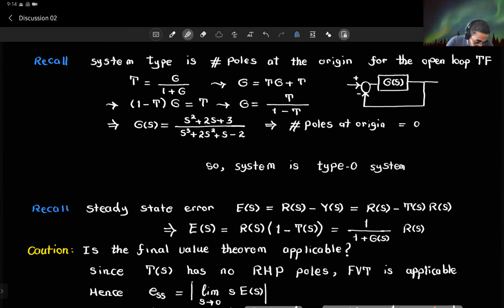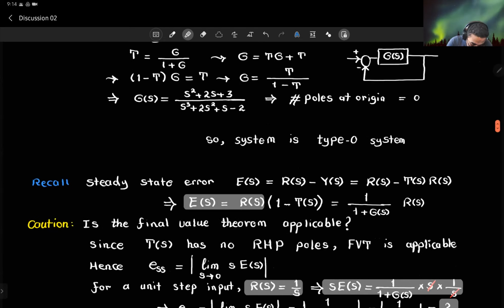Okay, so now that we've calculated the system type, we look at the steady state error. Again, the steady state error: E of s is going to be equal to R of s minus Y of s. Y of s is the closed loop transfer function times R of s. So this is R of s minus T of s times R of s. Then this means that E of s is just going to be equal to R of s times 1 minus T of s. 1 minus T of s we calculated to be equal to 1 over 1 plus G of s, times R of s, right? So this is the final expression for E of s.